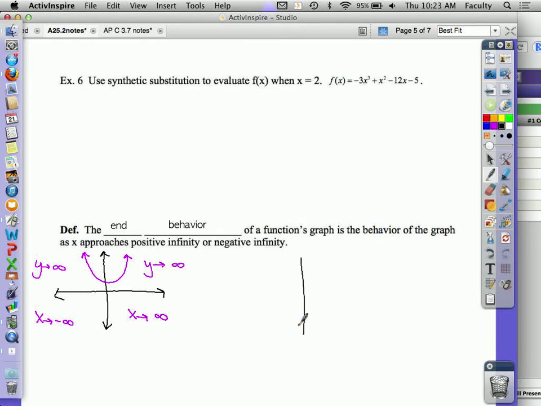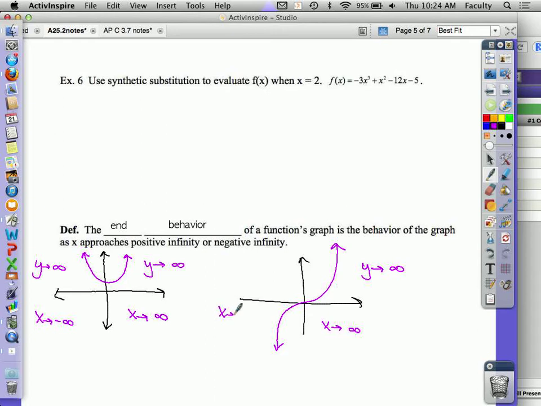Okay, so now let's look at another common graph. This one's the x cubed graph. And we're going to talk end behavior. As x approaches positive infinity, let's suppose we've tied a string to this graph, and as I start walking to the right, where does the y value go? It's going up. So y approaches positive infinity.